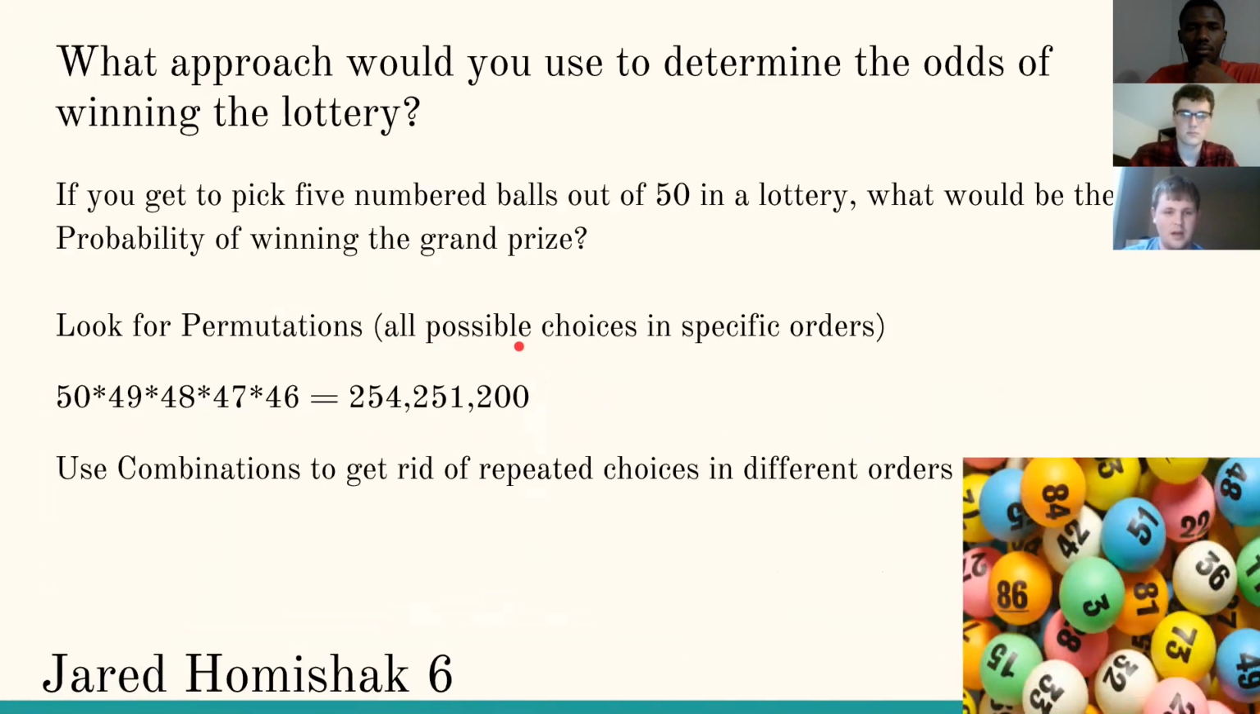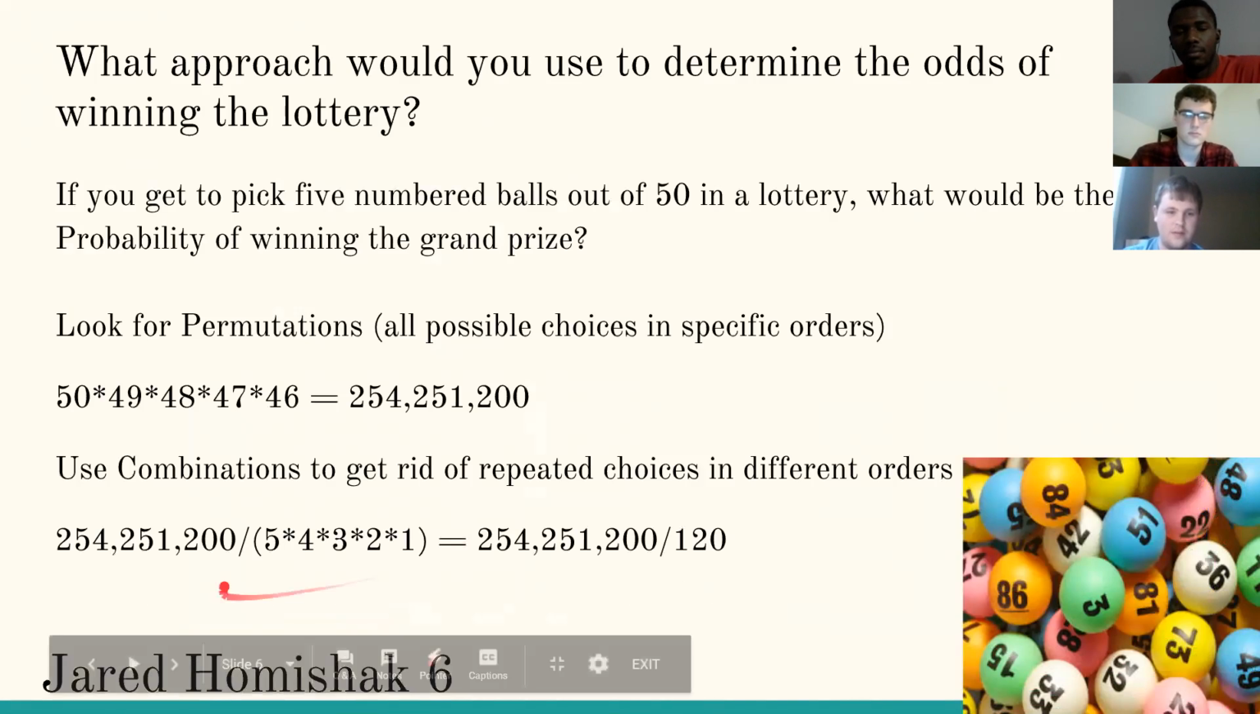Now, with that in mind, we want to use the concept of combinations, and we want to get rid of all the possible choices where the same set of 5 balls can be chosen but are repeated. If they're repeated, we're going to get rid of that to ensure that each set of 5 balls can possibly be represented only once.